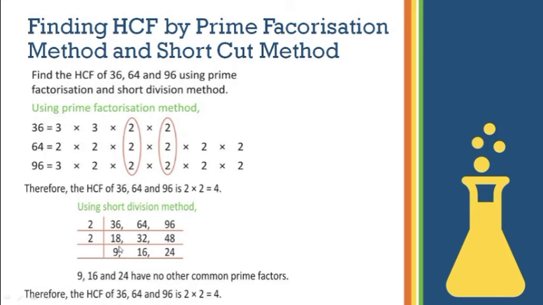2 nines are 18. Here it will be 2 1 is 2, 3 minus 2 becomes 1, 1 to 12. 2 6s are 12. 2 2s are 4 and 2 4s are 8. Now 9, 16 and 24 don't come in a single number. No common factor is there which consists of, that is 9, 16 and 24.